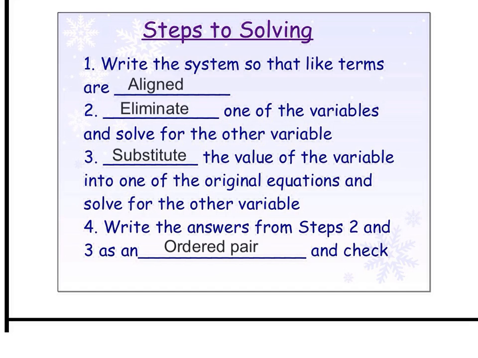Step 1 is to write the system so that like terms are aligned. Step 2 says we need to eliminate one of the variables and solve for the other variable. Step 3 says to substitute the value of the variable into one of the original equations and solve for the other variable. Step 4 is to write the answers from steps 2 and 3 as an ordered pair and check. Seems a little bit wordy at first. The steps will make a little bit more sense once we go through an example.